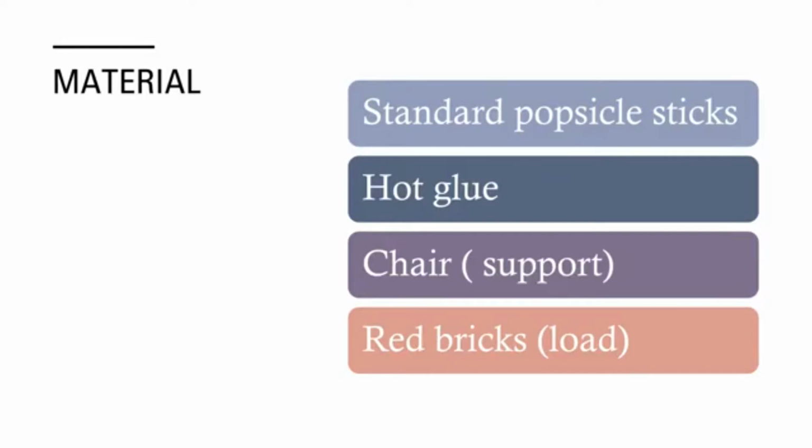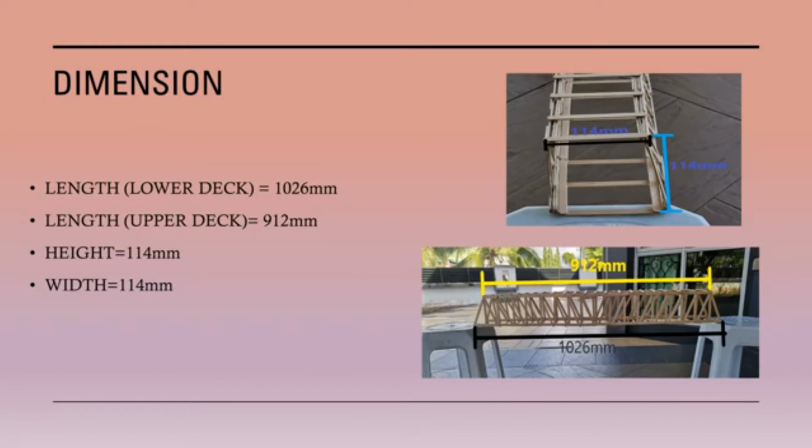The model of the Pratt truss bridge is built using standard popsicle sticks, hot glue, chairs as the supports, and red bricks as the loads. The Pratt truss bridge consists of a lower deck of 1026 mm and an upper deck of 912 mm. The height of the Pratt truss bridge is 114 mm, and similarly, the width is also 114 mm.